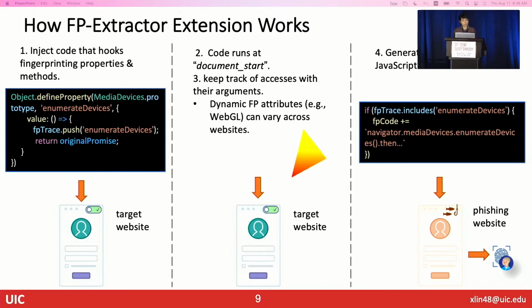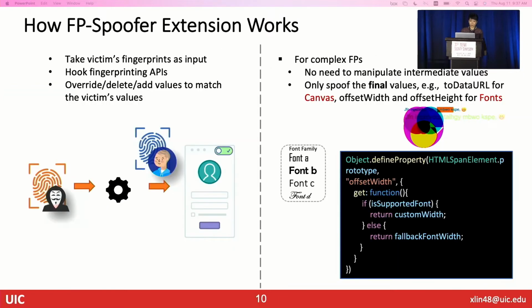It makes sure that even for dynamic fingerprinting attributes, such as WebGL, the generated fingerprinting code will render the exact same image as the target website does. The extension then generates and exports the JavaScript code based on the fingerprinting process. The code can be used to build a phishing website to collect users' fingerprints.